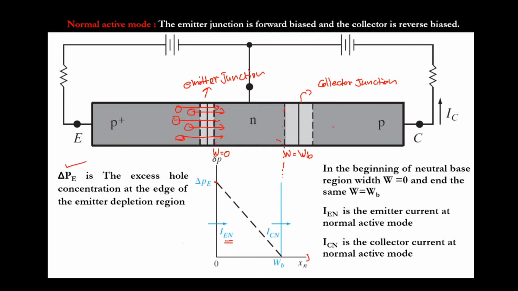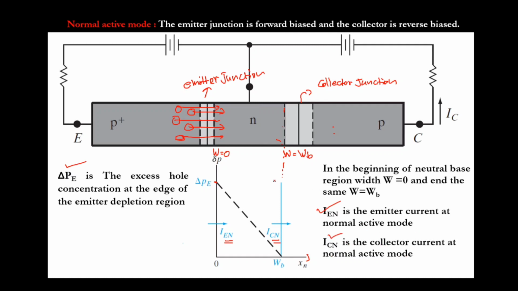That means the holes will not accumulate here as compared to the hole accumulation at this point. Here the accumulation of holes is more, and when I travel towards the collector, the hole concentration gradually reduces, and at this point the concentration of holes is literally 0, because holes will not be maintained here. They will be taken into the other side immediately. So again there is a current across the junction, that is actually the collector current in normal active mode. That's why it is represented as ICN. IEN is the emitter current in normal active mode. ICN is the collector current in normal active mode.